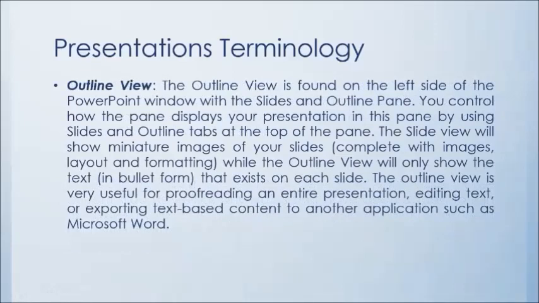Next, we have the outline view. So this is found on the left side of the PowerPoint window with the slides and outline pane. You control how the pane displays your presentation by using the slides and outline tabs at the top of the pane. So the slide view will show miniature images of your slides, complete with images, layout, and formatting, while the outline view will only show the text in bullet form that exists on each slide. So the outline view is very useful for proofreading an entire presentation, editing text, or exporting text-based content to another application such as Microsoft Word.